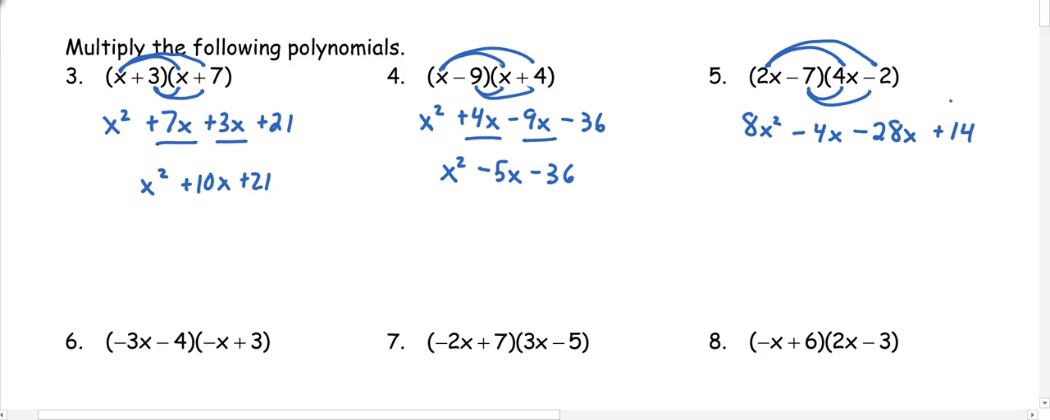Notice again that I have two x terms in the middle, negative 4x and negative 28x. So when I combine those together, 8x squared minus 32x plus 14. Remember, when you're combining your x terms together, the exponent doesn't change because you're adding or subtracting them and just combining like terms.